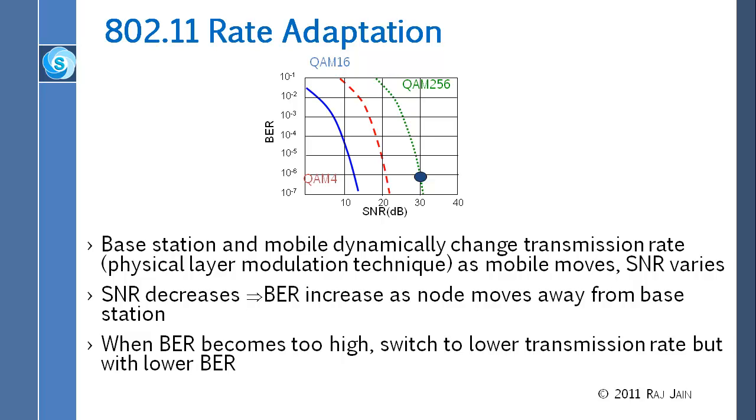QAM 4 means how many bits per hertz? QAM 256 was 8 bits per hertz. How much is QAM 4? 2 bits per hertz. That means you really have big bits and less error possibility, right? Yeah, right. So basically this coding has less error. QAM 4 has less error.